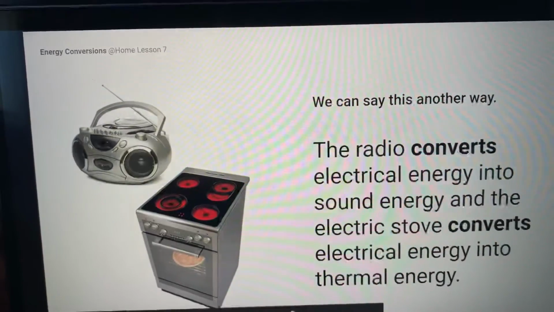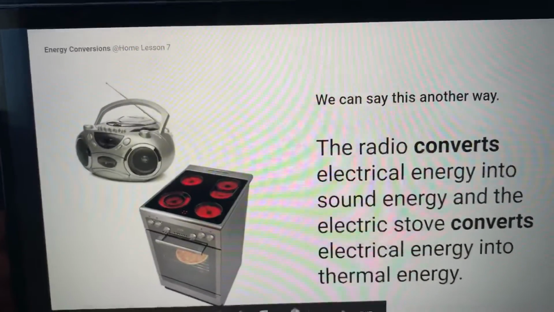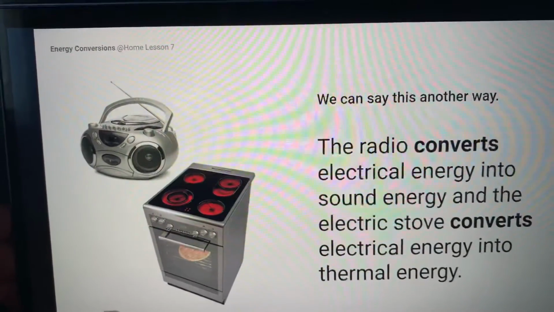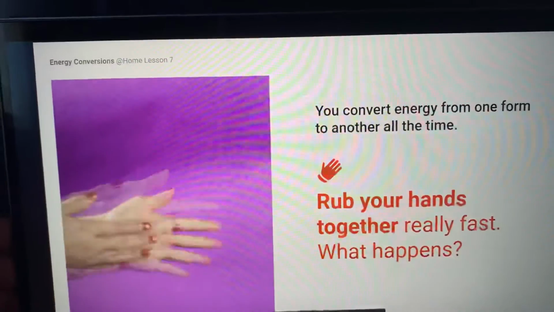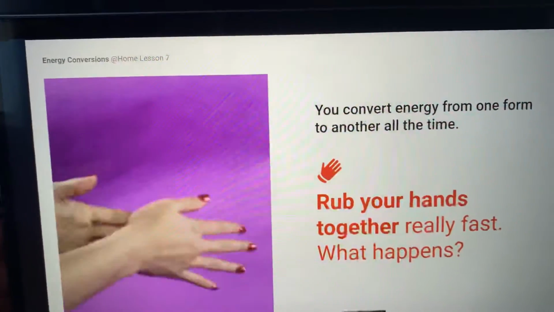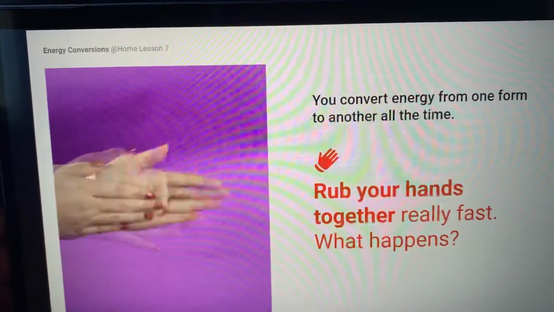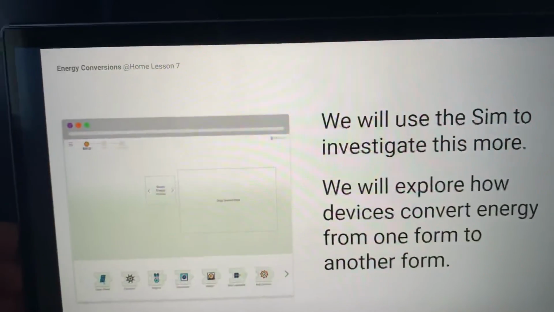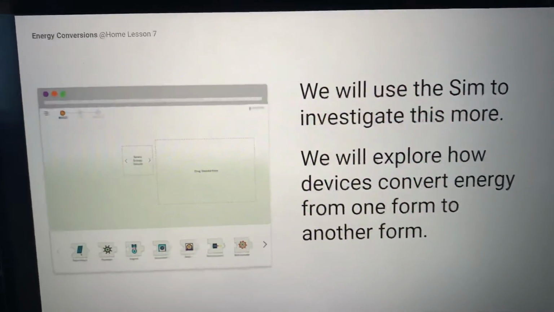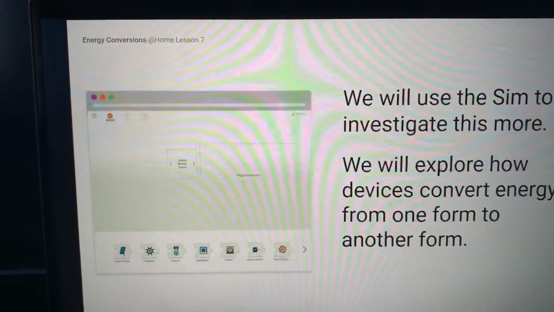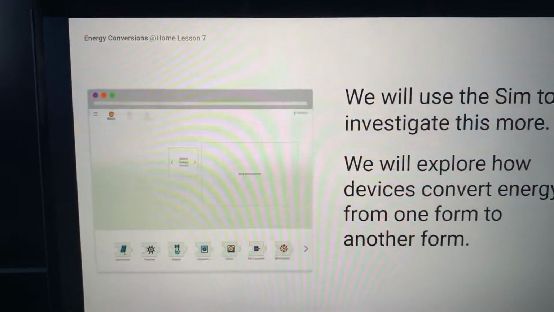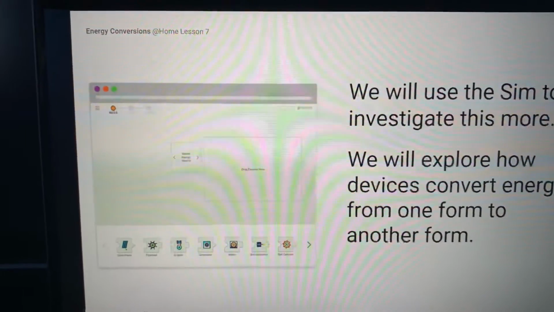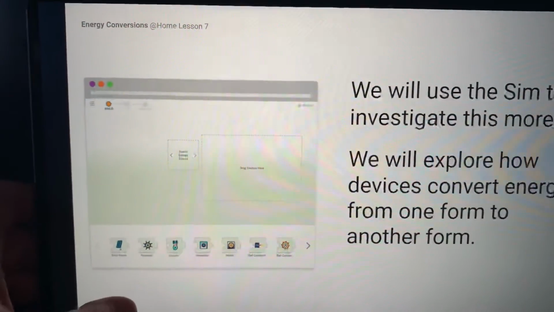We can say this in another way, such as the radio converts electrical energy into sound energy, and the electric stove converts electrical energy into thermal energy. We talked about when you rub your hands together, what happens? We produce thermal energy. This is a review. We convert motion into thermal. So this is the new stuff for today. You guys are going to be using the simulator again to investigate this theory more. So we're going to explore how devices convert energy from one form to another using the simulation.